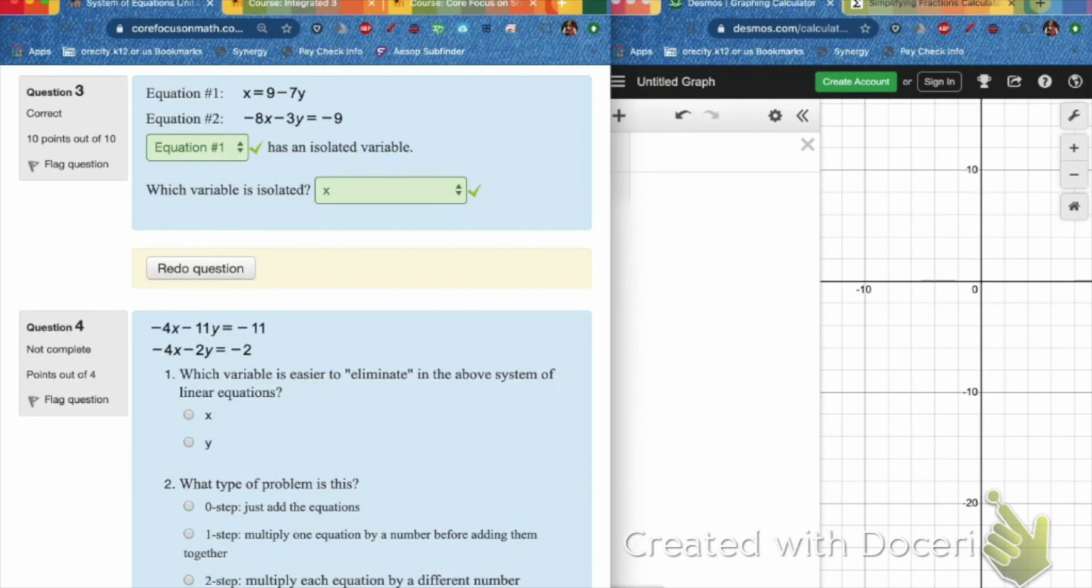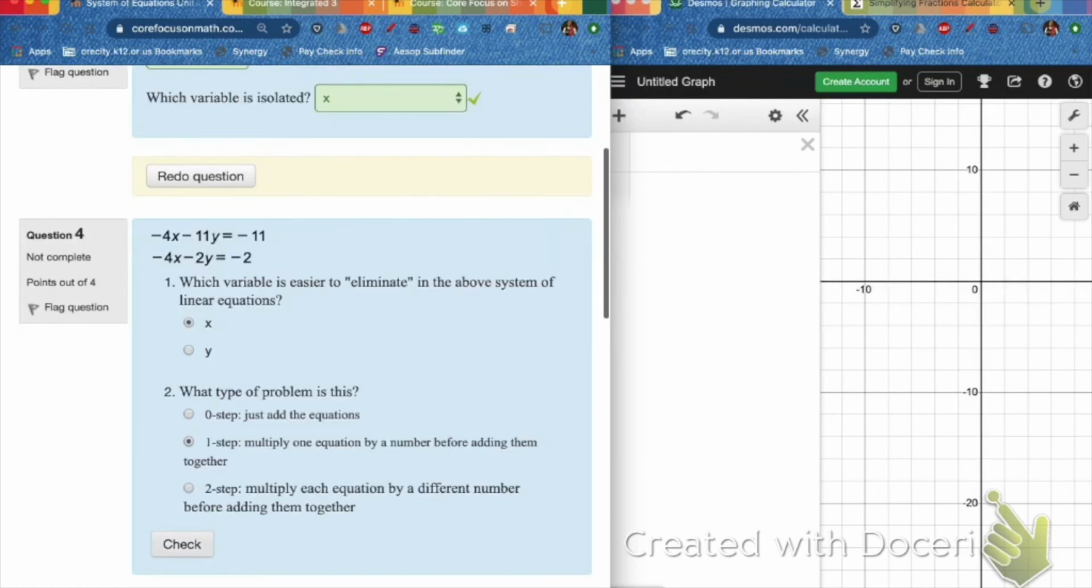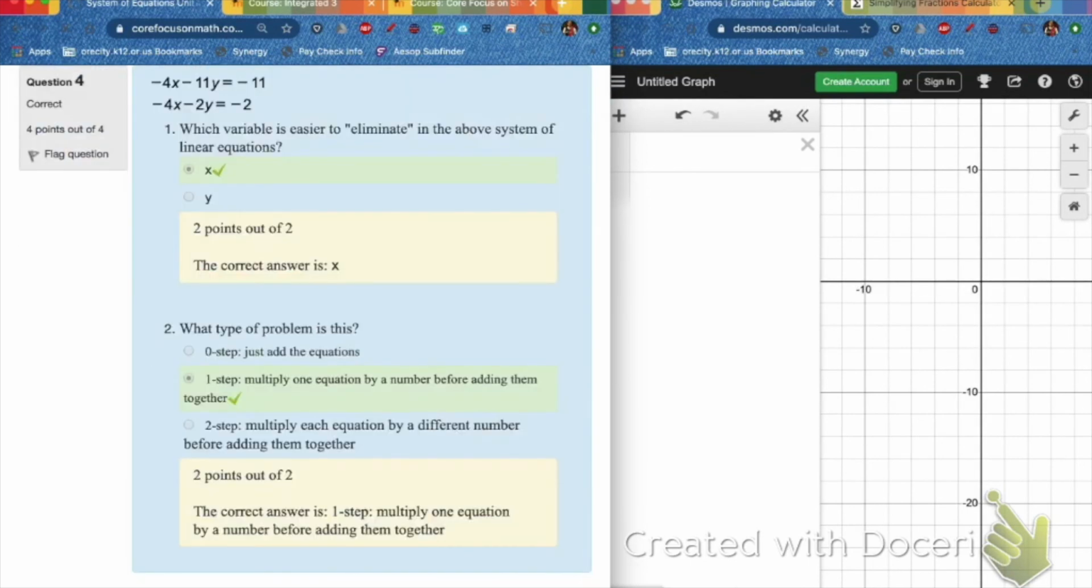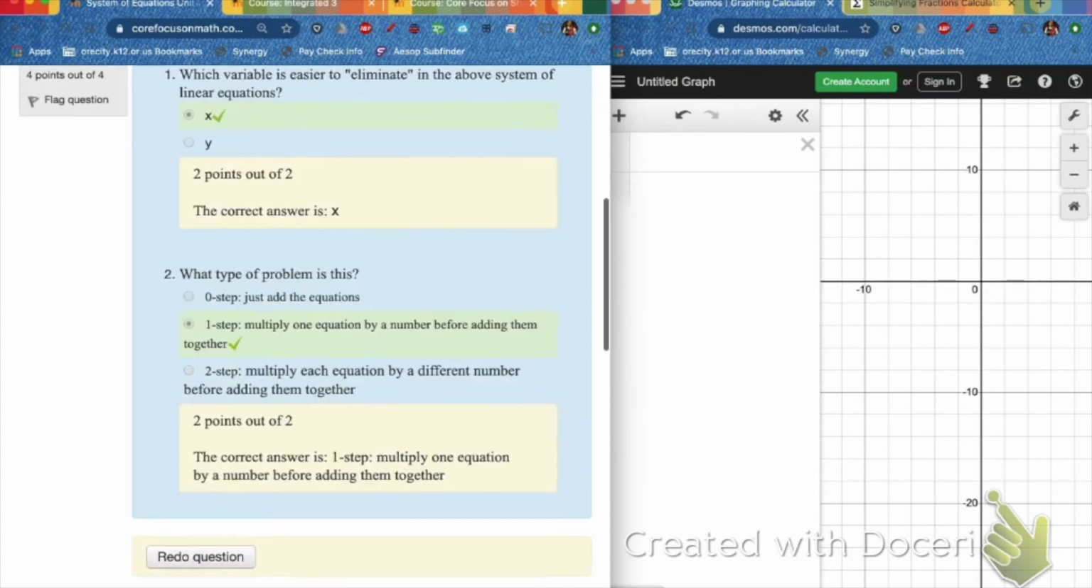Because this one was, oh yeah, these x's are almost canceling. We just got to make one of these a plus sign. The y's aren't close to canceling. So the x is going to be easier, but it is going to take one step to change all the signs in a line and make it a positive 4x to cancel with a negative 4x.